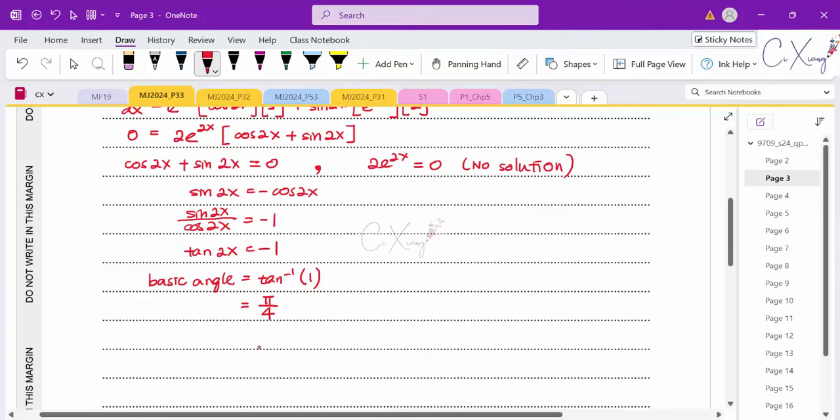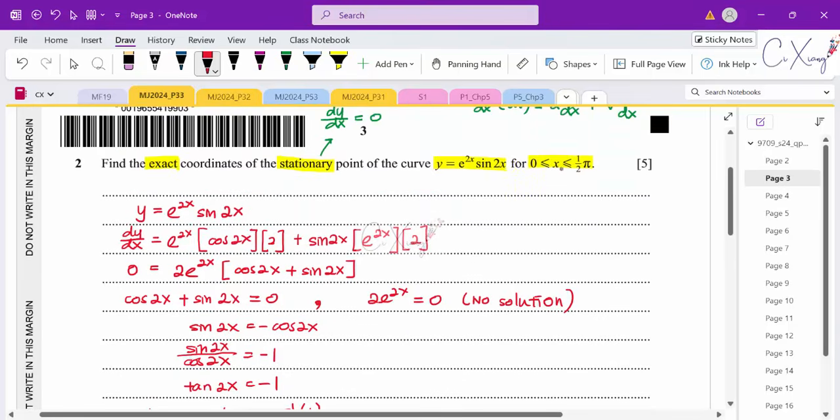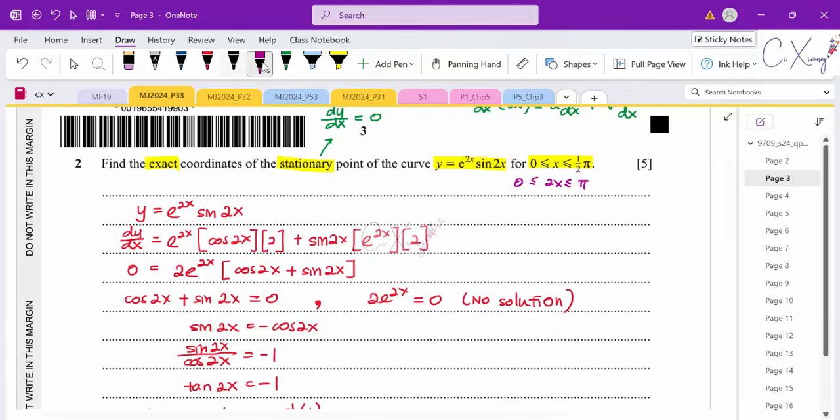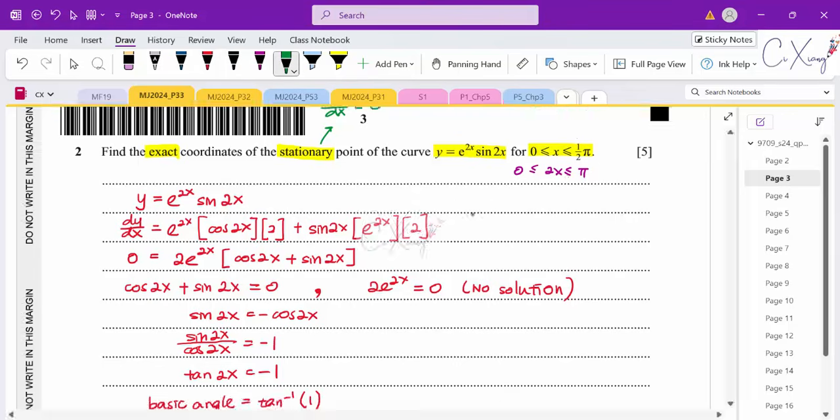Okay, all right, and now I want to find the answer for 2x. Okay, so we go back to the question here. The question requested for x is between 0 until pi over 2. And now we are looking for the value of 2x, right? So that means when you're looking for the value of 2x, it should be between 0 until pi. So 0 until pi means that the first two quadrants that we have on our Cartesian plane, okay? So first two quadrants, yeah, for 2x.